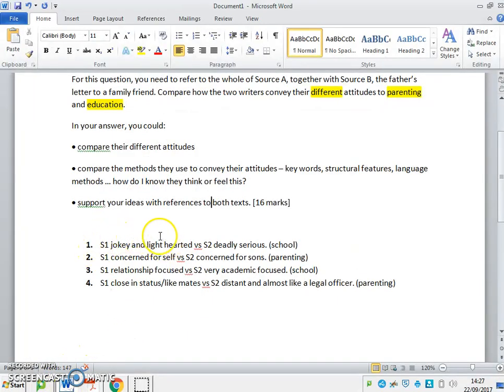So first thing I'm going to look at is the first one is jokey. It's not about life and death. It's about a parent and son kind of bickering, having a bit of an argument, a bit of banter about their homework. The second one is deadly serious.